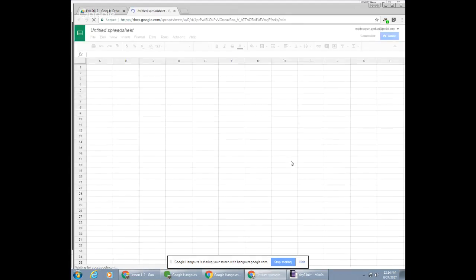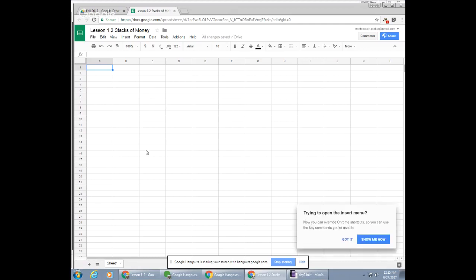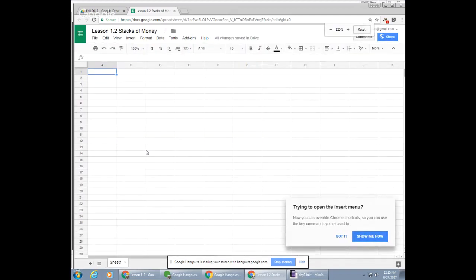We are going to create a new spreadsheet. It's a good idea to name it, otherwise you'll have a whole bunch of untitled spreadsheets, which isn't good. There we go. Let's say lesson 1.2, stacks of money. And you don't have to give it a super short name or a super long name, just something that you'll look back at later and remember what's going on there. I'll blow my screen up so you can see a little bit better.